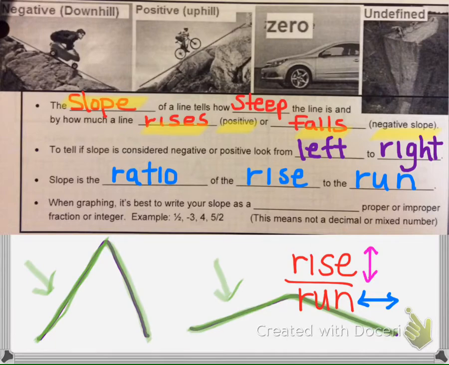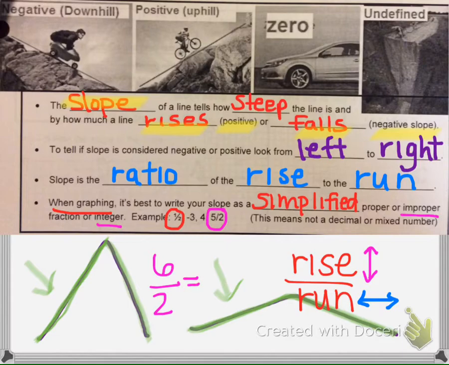So when we leave our answer for slope, when graphing at least, it's best to write your slope as a simplified proper fraction, when the top is smaller than the bottom, or improper, when the bigger number is on top, or an integer, meaning the denominator goes into the numerator 3 whole times. So it could be like that as well and then get a -3. So we always leave our answers for slope typically in these forms, fractional form or as an integer.